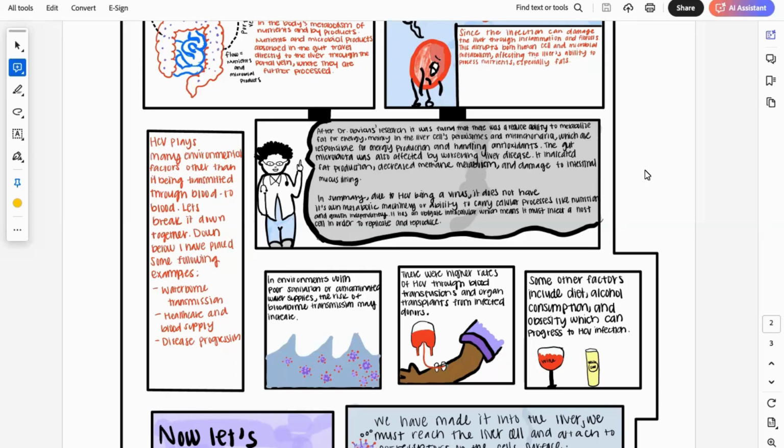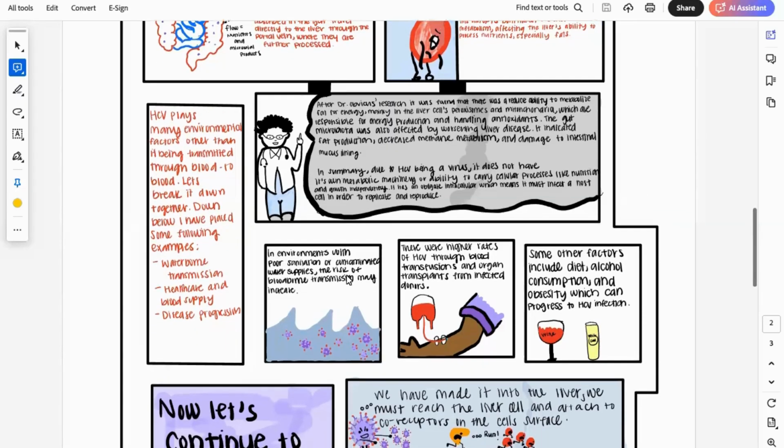There are many environmental factors for HCV other than it being transmitted through blood to blood. Let's start by breaking it down together. Down below, I have placed some examples, such as waterborne transmission, healthcare and blood supply, and disease progression. In environments with poor sanitation or contaminated water supplies, the risk of bloodborne transmission may increase. There are higher rates of HCV through blood transfusions and organ transplants from affected donors. Some other factors include diet, alcohol consumption, and obesity, which can progress HCV infection.